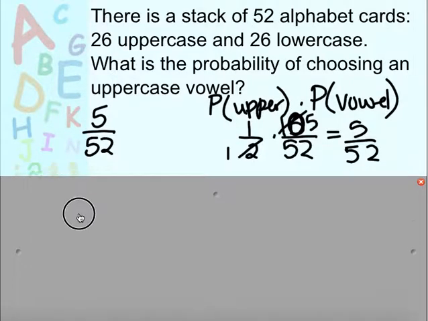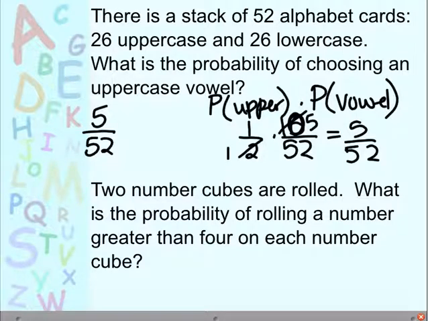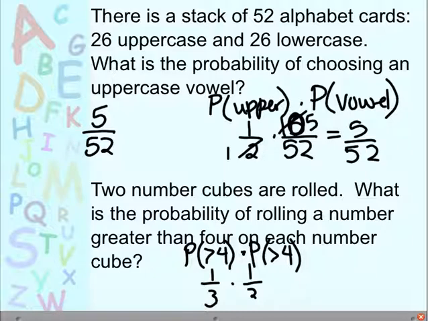A couple more examples here. 2 number cubes are rolled. What's the probability of rolling a number greater than 4 on each number cube? So we want probability of greater than 4 and probability of greater than 4. So getting greater than 4, that means a 5 or a 6. So we have 1/3 chance in each of these cases. So we say that the probability of getting both of them greater than 4 is 1/9.